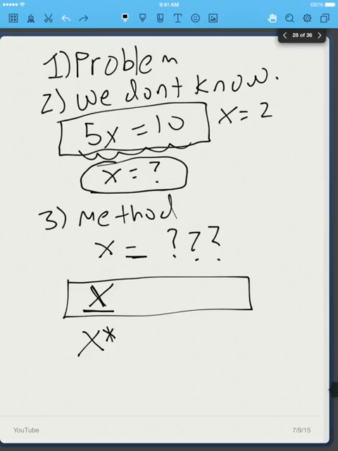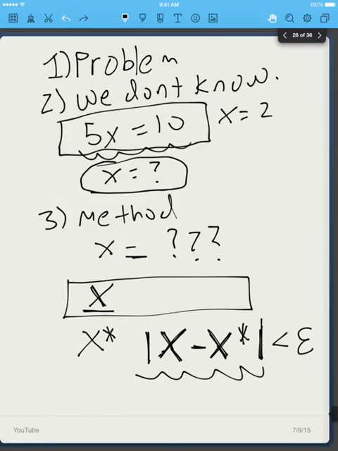So what does that mean? The idea of this x star is that if you look at the true answer, and we can abstract this to vectors and whatnot, but if you look at the magnitude of the difference between what you're trying to truly find and what you think the answer is, and that's less than some small quantity, then you're getting there. And this is basically the idea of convergence.